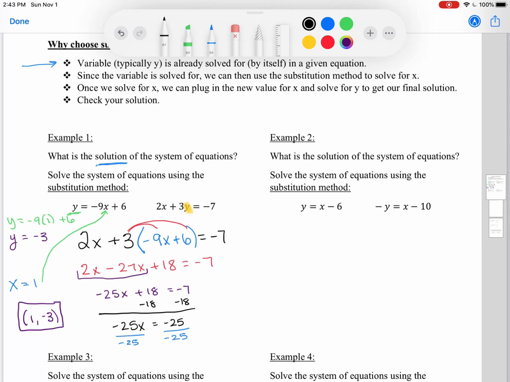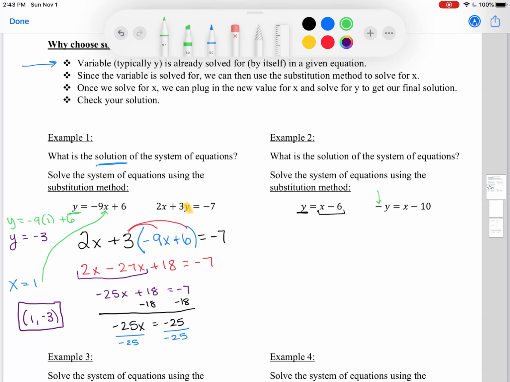Let's try question 2. Moving to the right here. I have two functions again, and it's asking me for the solution of the system. So the same thing, where are these two lines going to cross each other? And I have to use the substitution method.